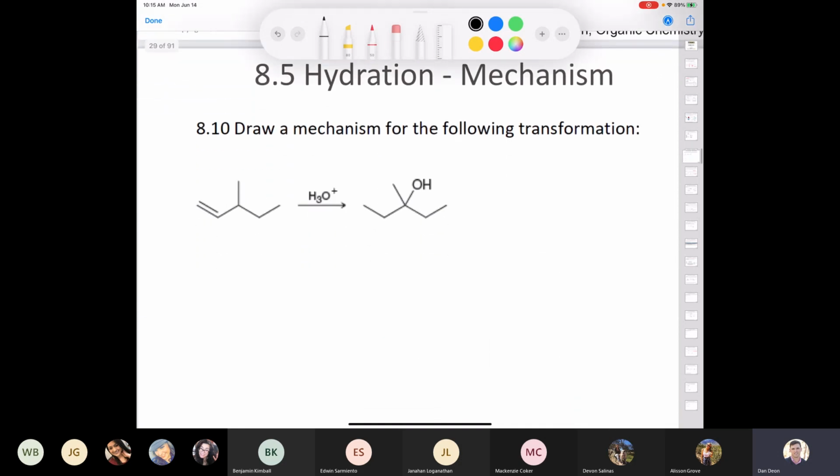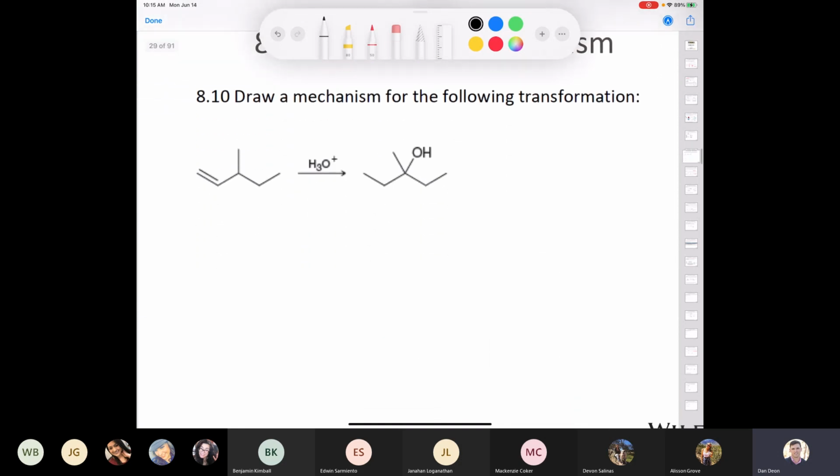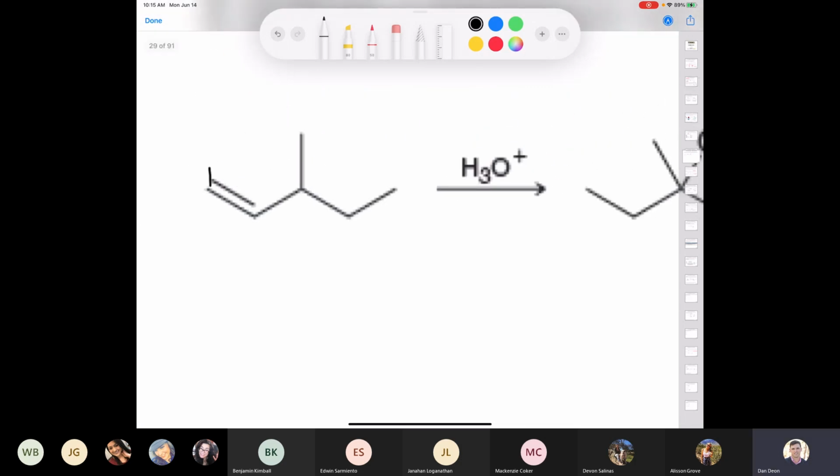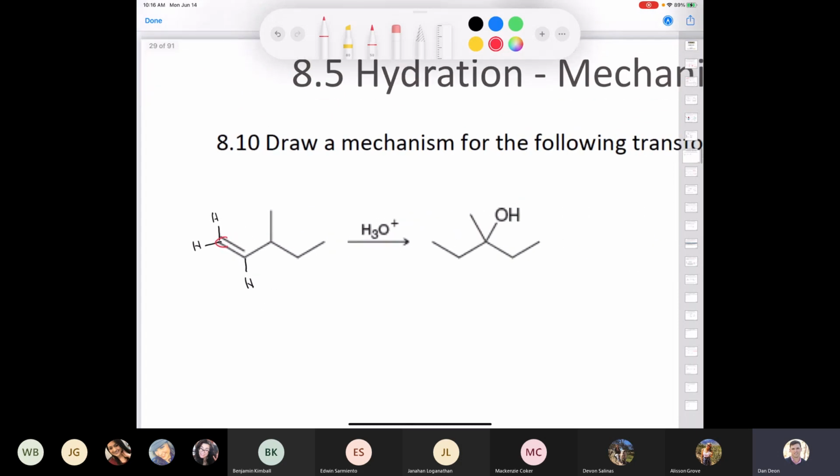So let's take a look at the mechanism. It says here, draw a mechanism for the following transformation. Let's just do it very slowly. We're starting with an alkene. This carbon has 2 hydrogens attached to it. This one only has 1. So the carbon that I have highlighted in red, that's the one that's going to take the proton.